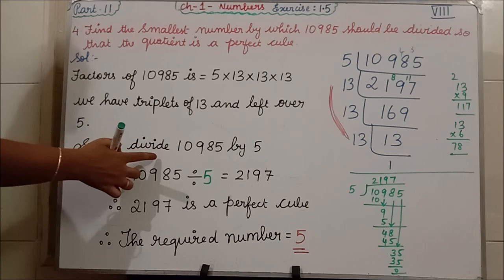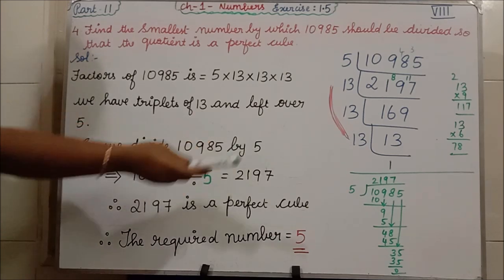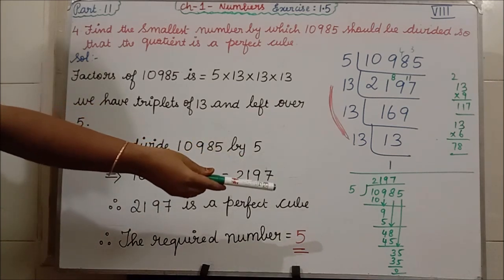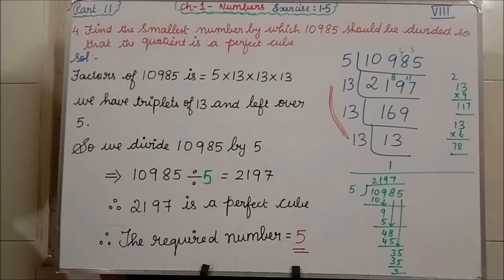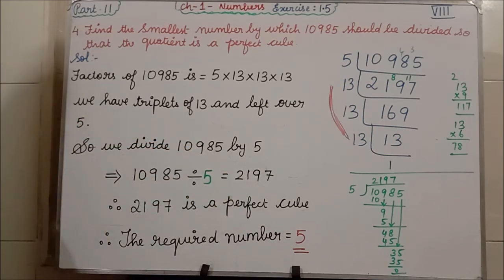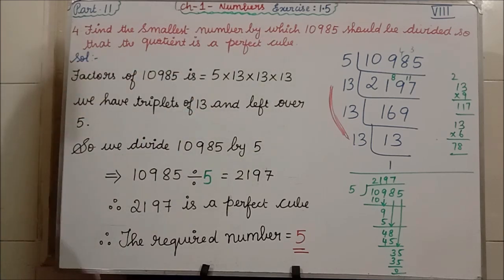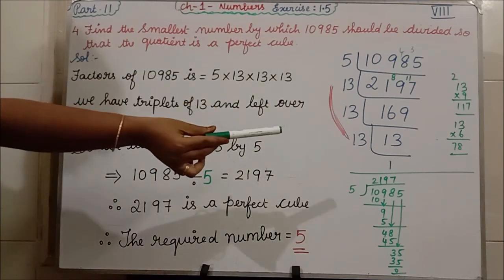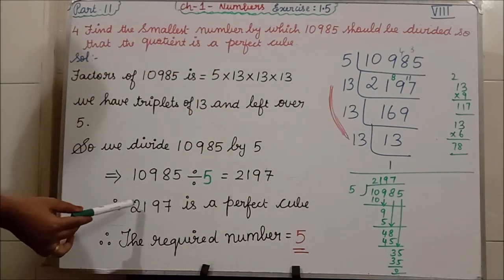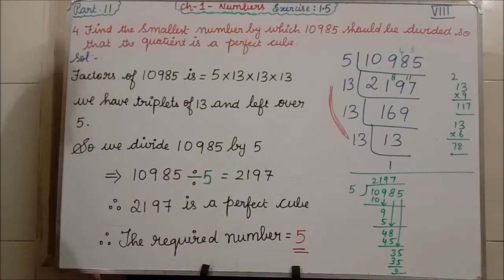Okay, so we divide 10,985 by this 5. When I am dividing, see there I have divided. What answer am I getting in the quotient? I am getting 2197. Now see the question. The quotient is a perfect cube. What answer you are getting in the quotient? That is the perfect cube they are saying. Therefore, 2197 is a perfect cube.